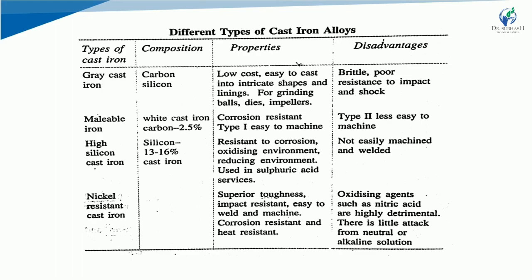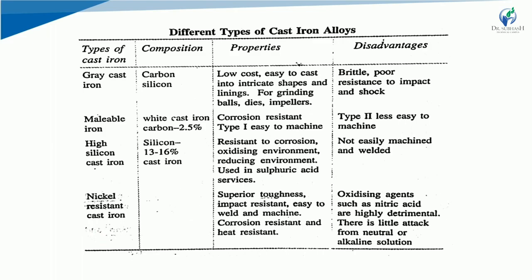Among the different types of cast iron, you can see grey cast iron. The composition is carbon and silicon. Properties: it is very low cost, easy to cast, you can mold it, and it can also be used as lining for grinding balls, dies, and impellers. Disadvantage: it is brittle, with poor resistance to impact and shock. Malleable iron, white cast iron, carbon 2.5%. Properties: corrosion resistance, type 1 easy to machine. Disadvantages: type 2 less easy to machine.